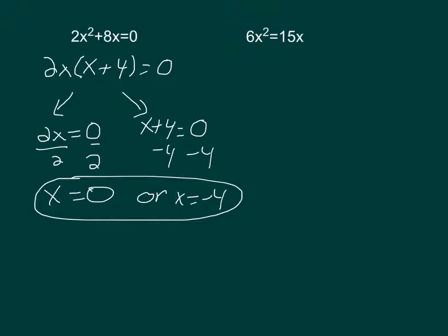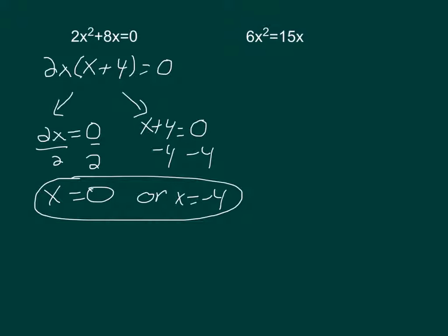6x squared equals 15x. This looks a lot different than our other ones because I don't have a 0 on one side of the equation. This is an area where a lot of people make mistakes, and it's understandable. They would just try to factor right away. The key is that the property we're using is called the zero product property.